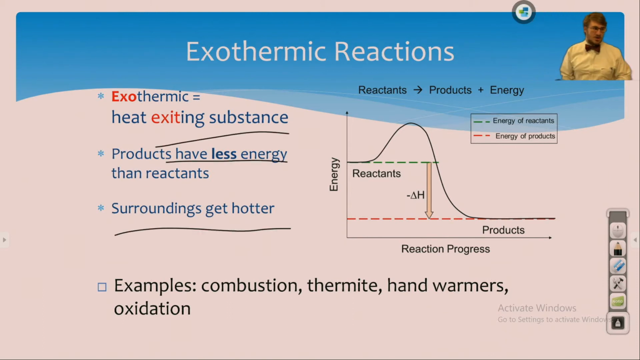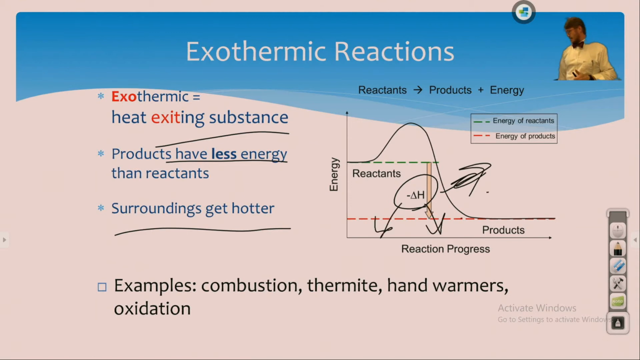Surroundings get hotter because the system gives off that delta H value. That's a negative H. That means it's heating up the surroundings from the system. The system loses it, the surroundings gain it. Combustions are always negative, are exothermic. Thermite. Hand warmers are exothermic. This is versus cold packs.